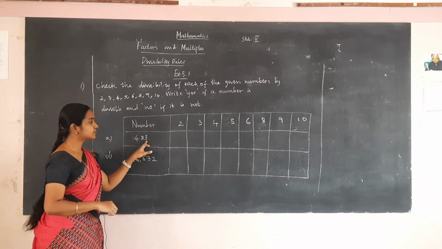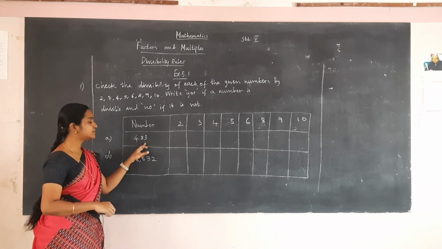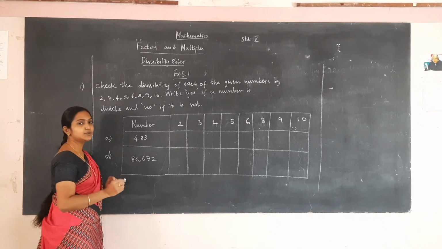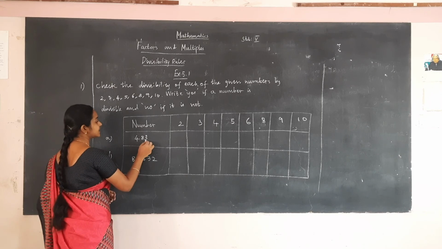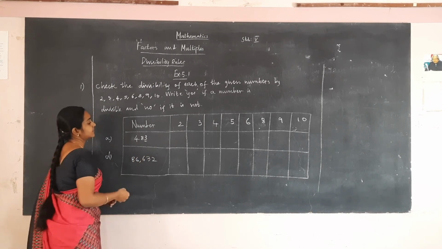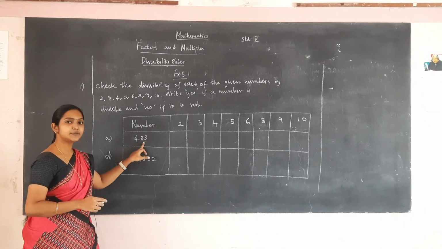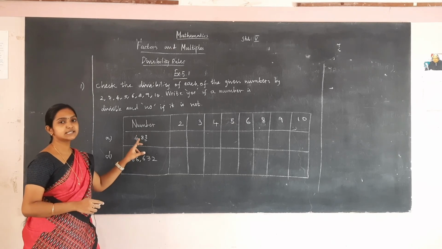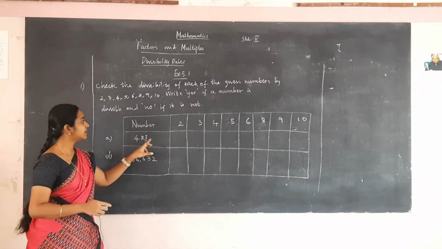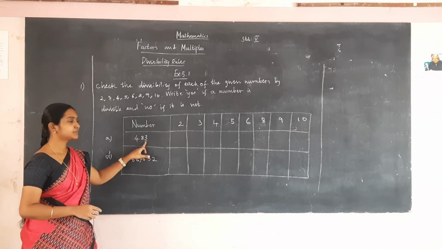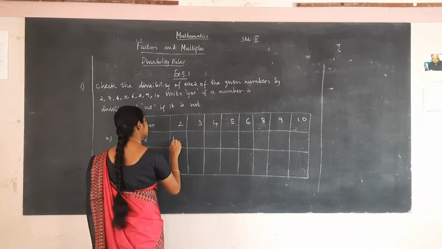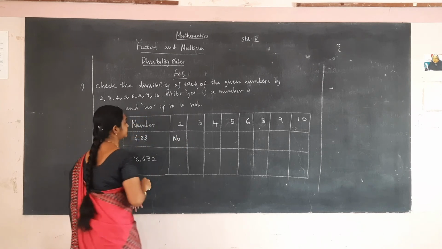For the divisibility rule for 2, we have to look at the number in the units place, that is, the ones place. The number in the ones place is 3. If the number in the units place is 2, 4, 6, 8 or 0, then the number will be divisible by 2. Here the number in the unit place is 3, so it is not divisible by 2.